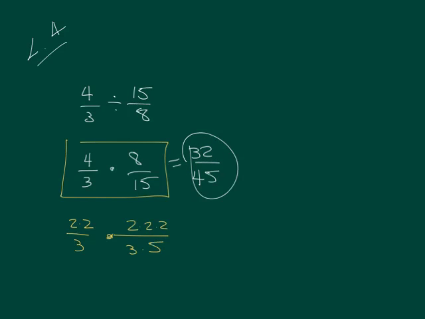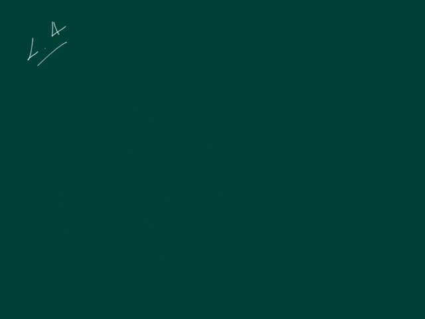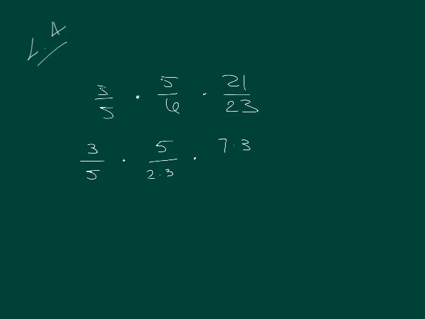But if I do have a problem that I'm able to cancel, so let's say, for example, I have 3/5 times 5/6 times 21 over 23. So I write those as my product of primes. 3 and 5 are already primes, so those won't break down. But my 6 can break down to 2 times 3. My 21 can break down to 7 times 3. And my 23 cannot break down.